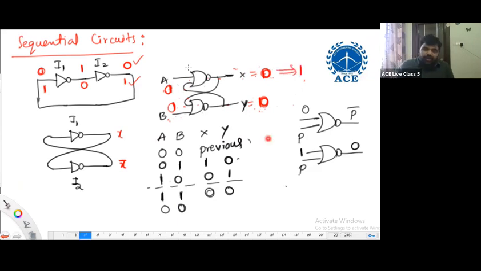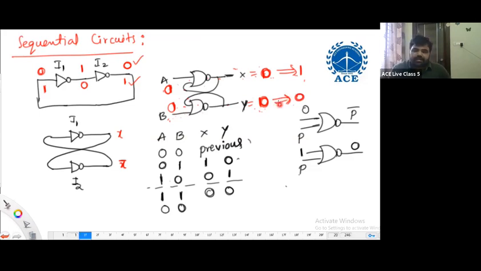Check it correctly. For this NOR gate, this is 0, this is also 0. For 0, 0, NOR gate output is becoming 1. Once this is becoming 1, for this NOR gate, we have 1 and 0. For this NOR gate, 1 is applied, this is 0. It becomes 0.